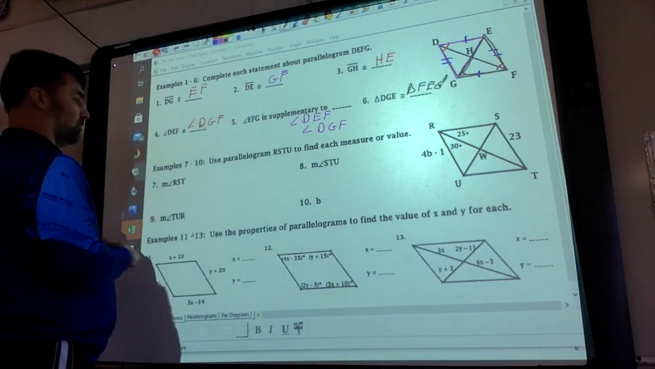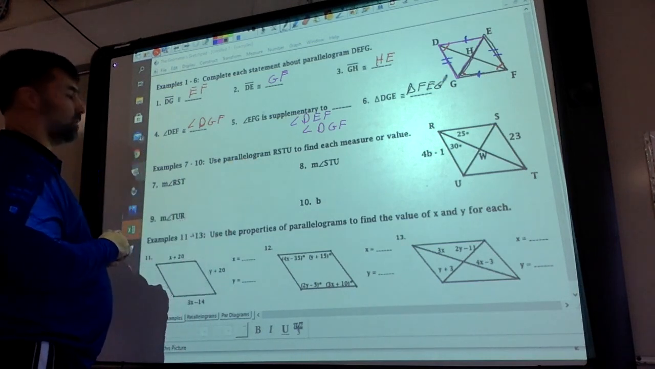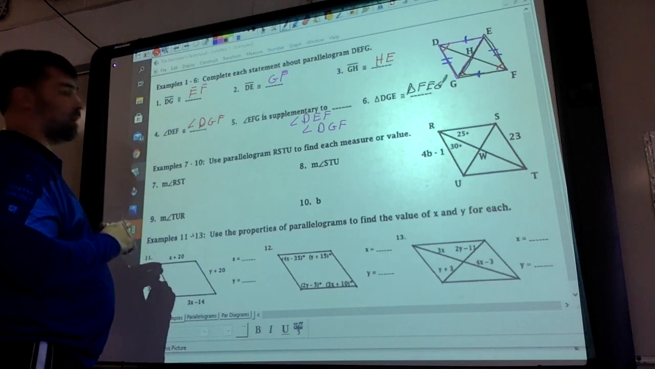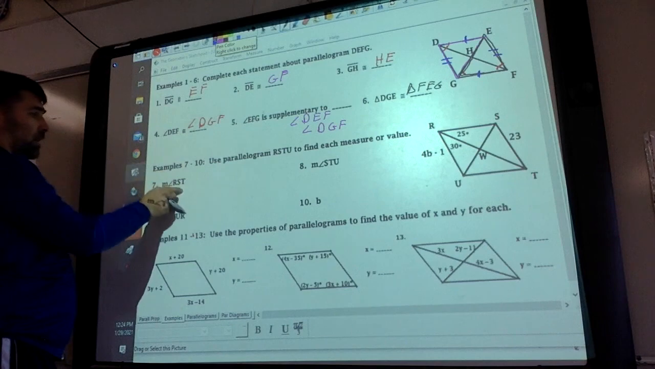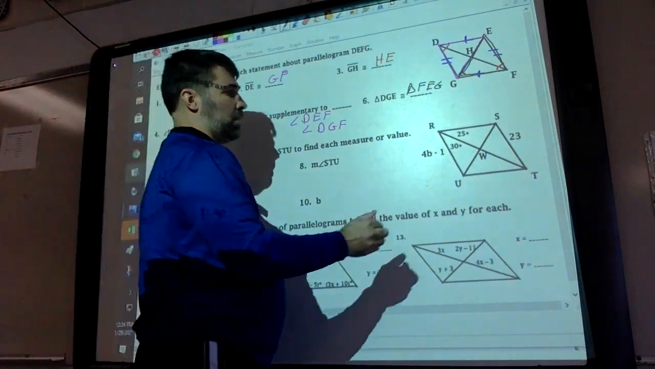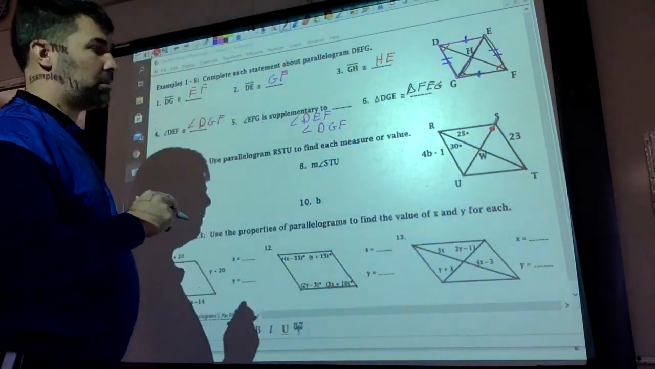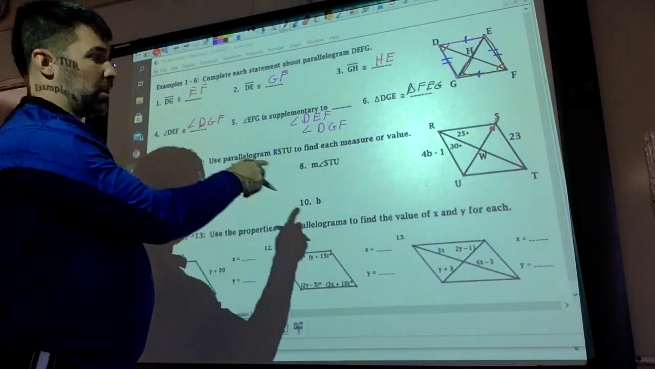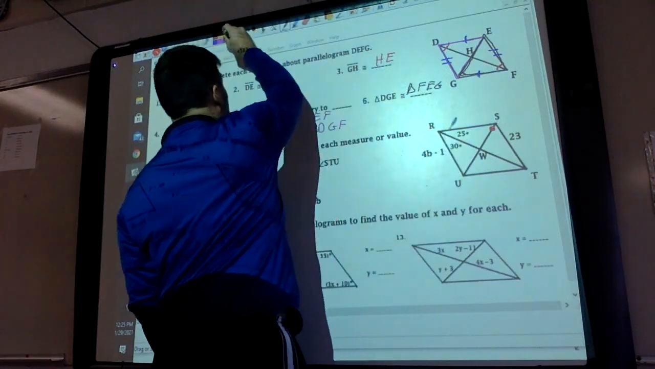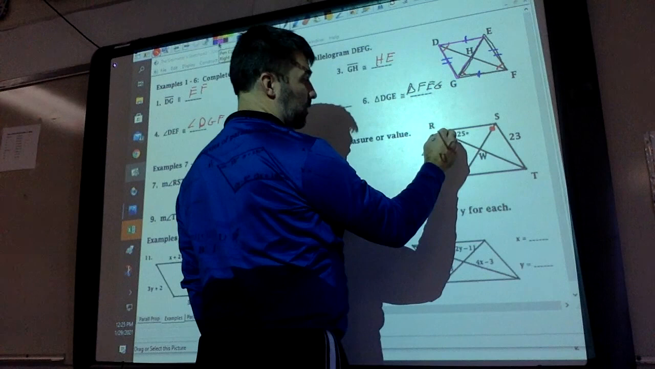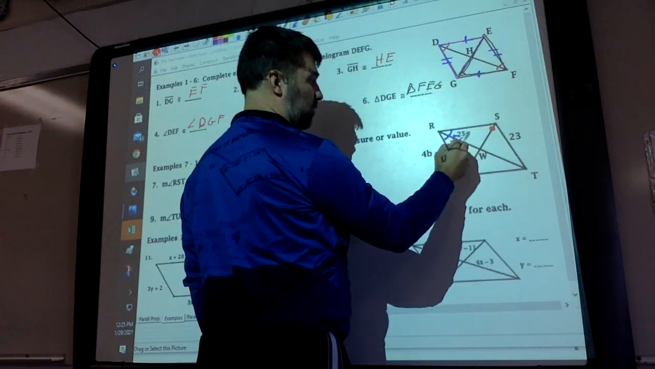Same questions. Use parallelogram STU. So I'm dealing with those 5 properties. Am I dealing with sides, angles, or diagonals? All right, so number 7, you're dealing with angles, RST. So RST is asking, what is this thing right here? Well, based on what I'm given, that this angle is 30 and that one's 25, that means this whole thing is going to be 55. So this whole thing right here is 55.